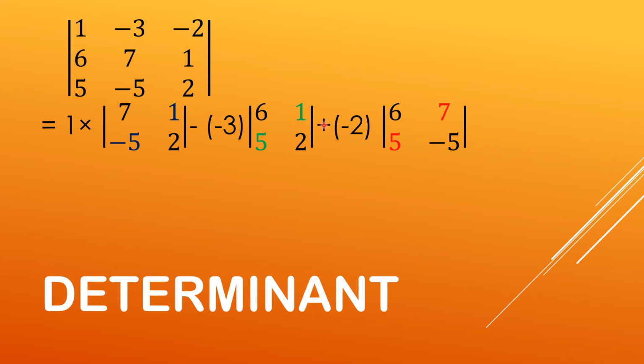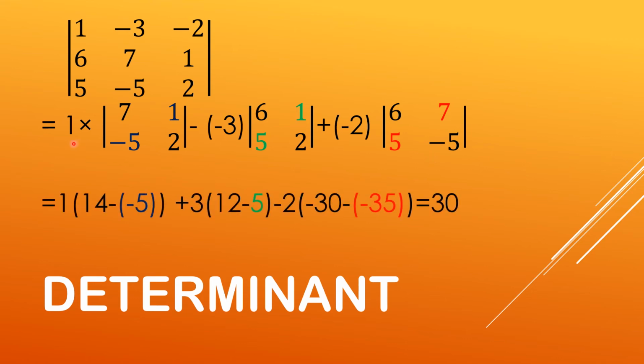Plus, the third element is given a plus sign. I said it is alternately plus and minus. So, after giving a negative sign to the second element, we give a positive sign to the third element. The third element is negative, so minus 2 into. Now, we remove the row and column containing minus 2. So, we get the determinant 6, 7, 5, minus 5.